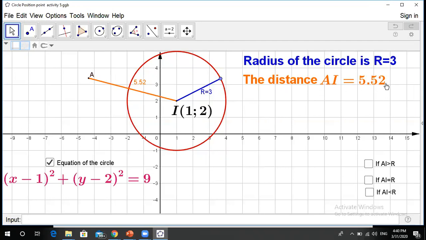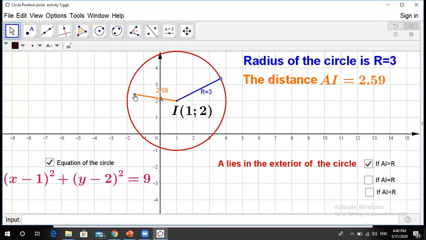this distance is larger than the radius. So whenever we study the position of a point with respect to the circle, if the distance from this point to the center of the circle exceeds the radius, then the point will be lying in the exterior of the circle. Whereas if we consider a point whose distance, let me move this point somewhere here.